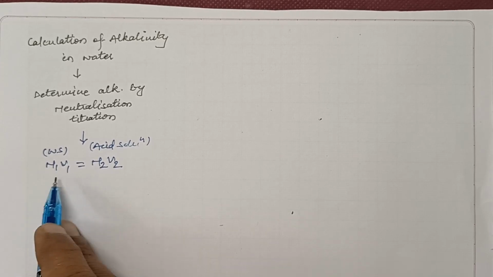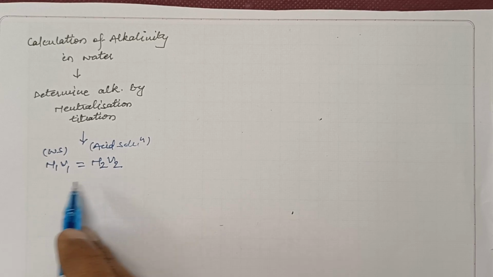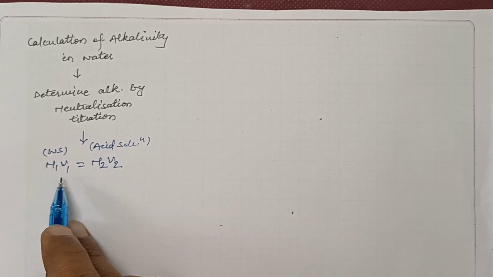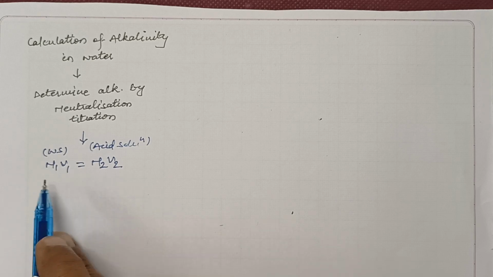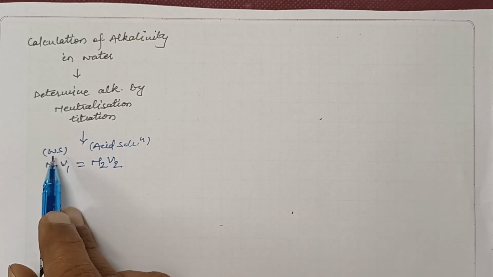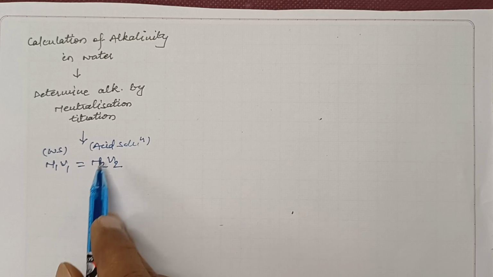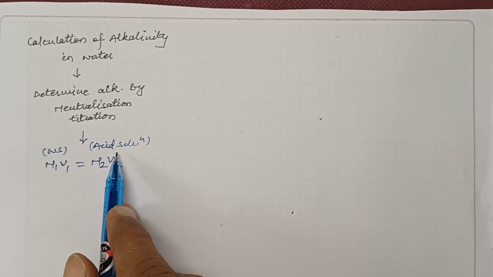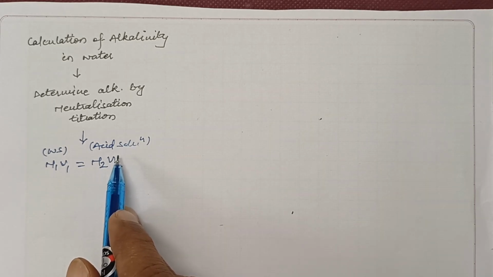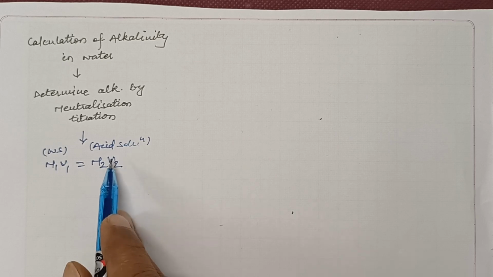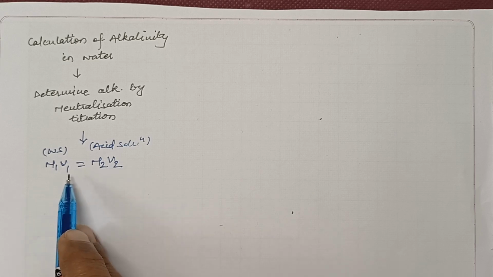In this formula N1V1 is equal to N2V2, the terms have simple meanings. N1 means the normality of the water sample which is to be calculated. V1 is the volume of the water sample, which is also called the pipette volume. N2 is the normality of the acid solution which is already known, and V2 is the volume of acid added through the burette into the conical flask. That means the acid required to neutralize the particular alkaline species.